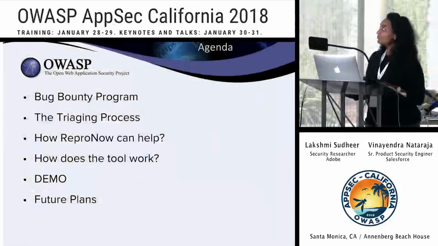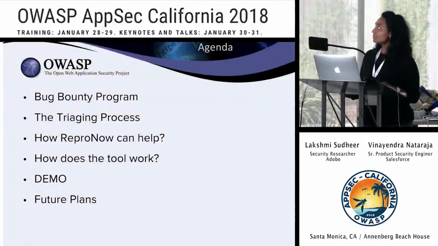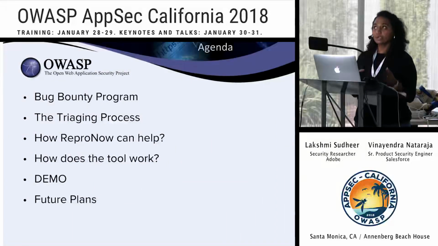Then we're going to walk you through the triaging process. The triaging process covers what happens from when a researcher submits a bug to a security engineer validating it, reproducing it, then assigning a severity, and finally logging an internal ticket in the ticketing system. So that's the triaging process.